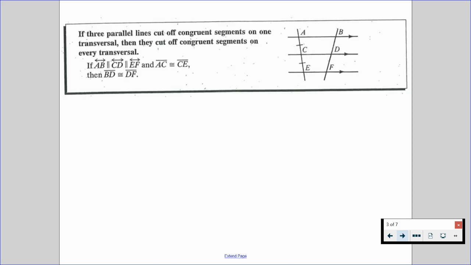Let's begin. If three parallel lines cut off congruent segments on one transversal, then they cut off congruent segments on every transversal. So, if we're given that line AB is parallel to line CD, which is parallel to line EF, and we know that segment AC is congruent to segment CE, then we can conclude that segment BD is congruent to segment DF. Since line BF is a transversal cutting across these three parallel lines, the segments in between them are also going to be congruent because we knew that the two segments of line AE were congruent. Those are AC and CE.